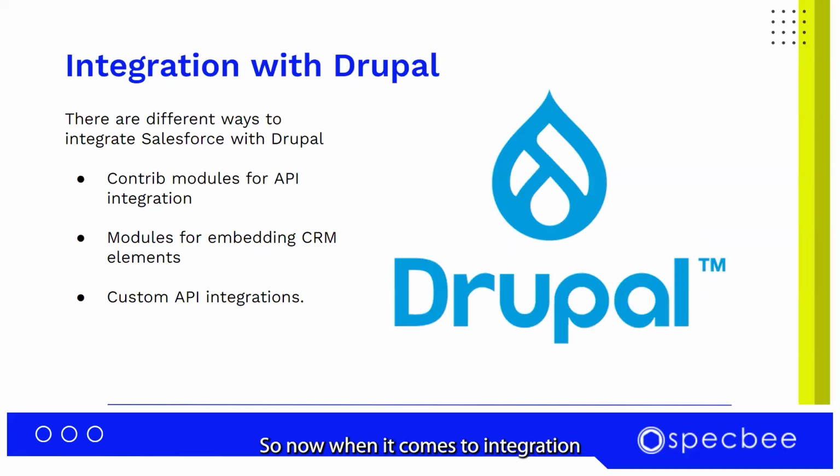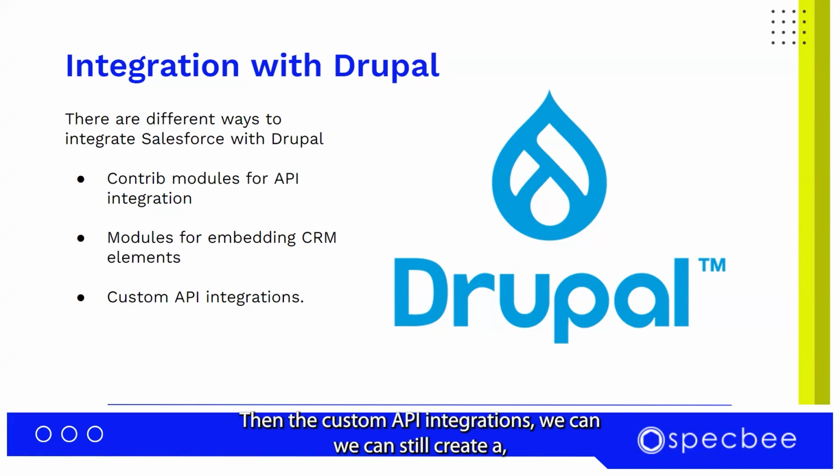So now when it comes to integration with Drupal, there are three kinds of integration which we can do. One is the contrib modules, which come with the complete API integration solution, with the latest authentication techniques as well. Initially, when the Salesforce Suite module came up, it was only basic auth authentication, but now it has JWT as well. Then there are a few other modules which embed only the CRM elements, like Marketo and so on, where we can create the forms and embed them into our fields. Then the custom API integrations.